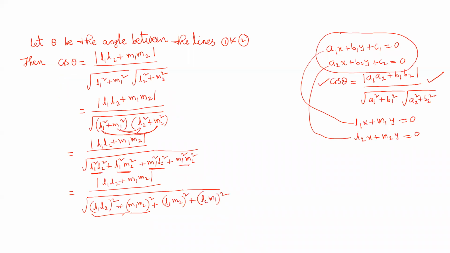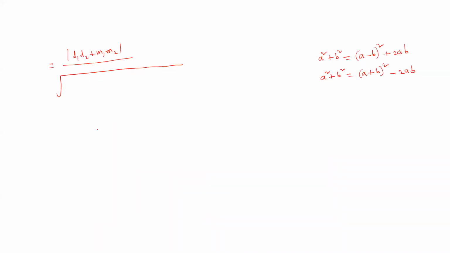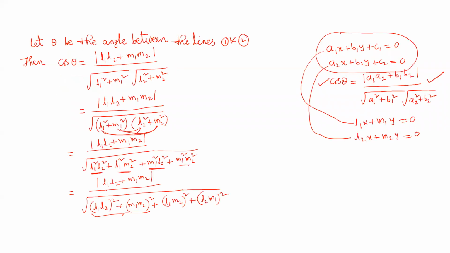For the first two terms, a square plus b square, I am applying the first formula, a minus b whole square. That means L1 L2 minus M1 M2 whole square plus 2ab, 2 into L1 L2 M1 M2. Here A is L1 L2, B is M1 M2.